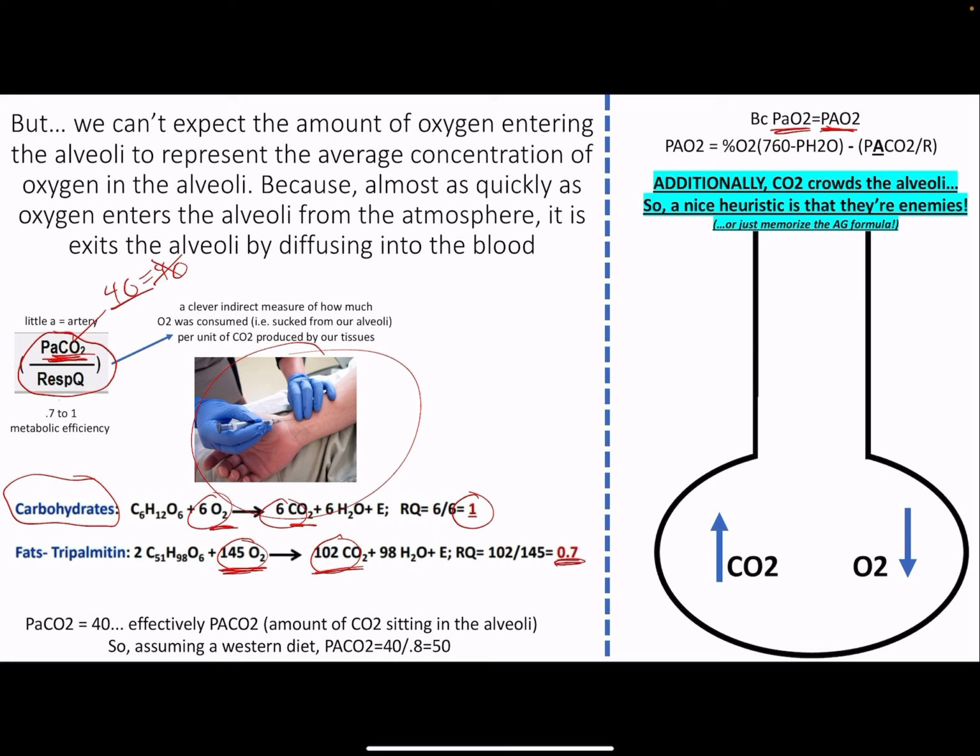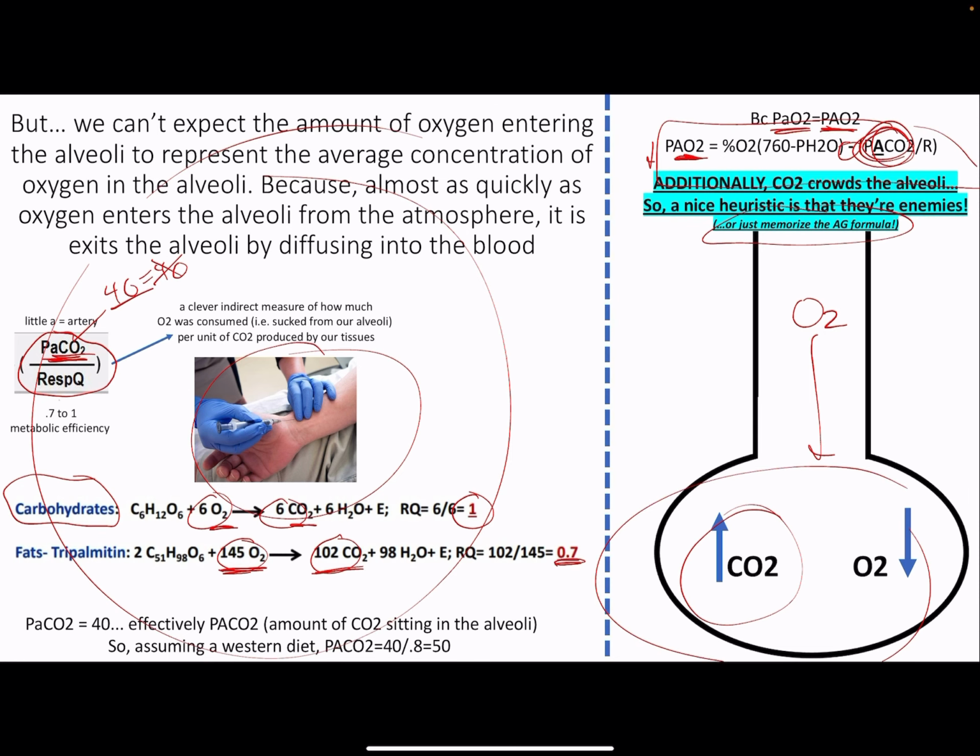Now, that's good to know, but honestly, a much more useful heuristic that you'll see a lot is that CO2 in the alveoli will crowd the alveoli. More CO2, kind of like with water vapor. If there's more CO2 here, it's difficult for more O2 to get in because it's already occupied by a lot of CO2. So we're going to consider them mortal enemies. If CO2 is high, O2 is going to be low. It's a very useful rule of thumb. And you could also just think about the formula. If I increase this value in the formula, because it's a subtraction, the alveolar oxygen value will have to go down. So you can think of them as mortal enemies, or you could just literally look at the formula. Three different ways to come to that conclusion.